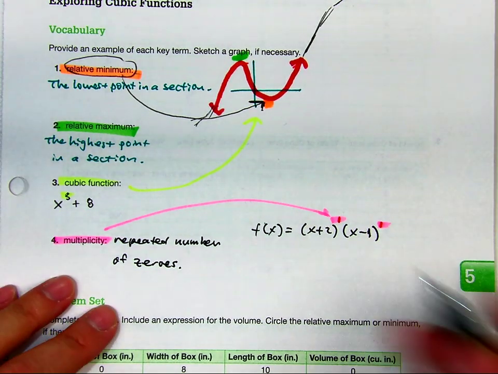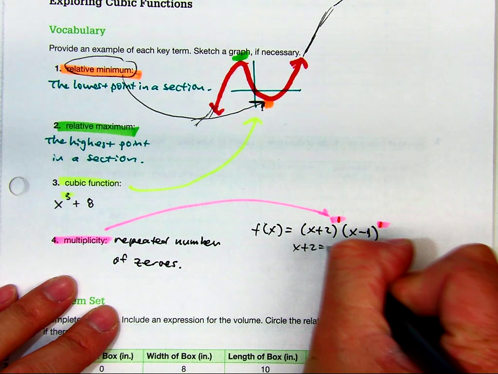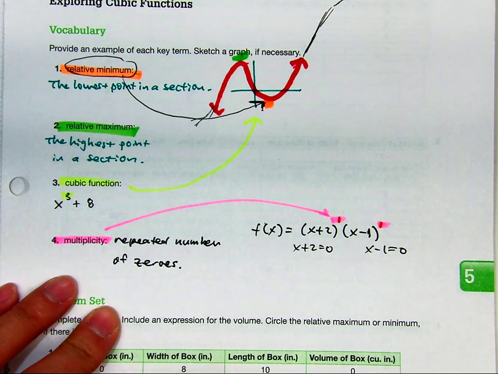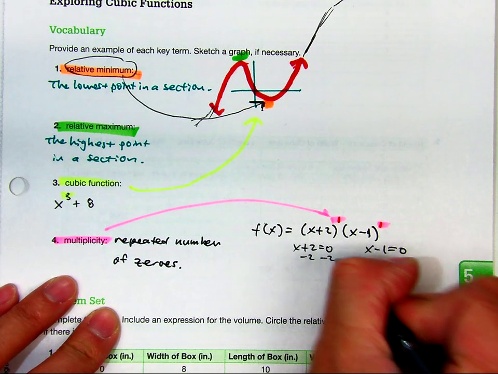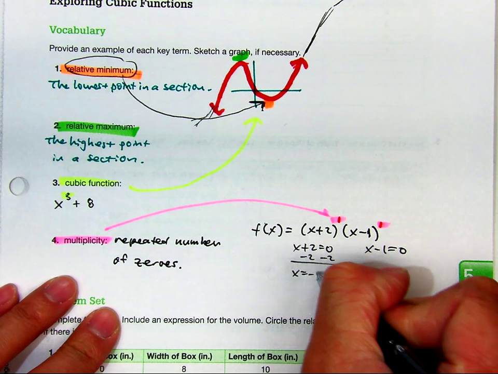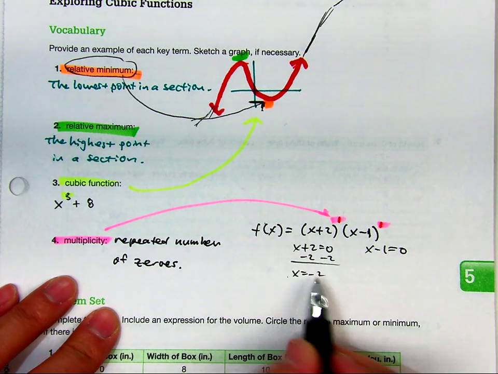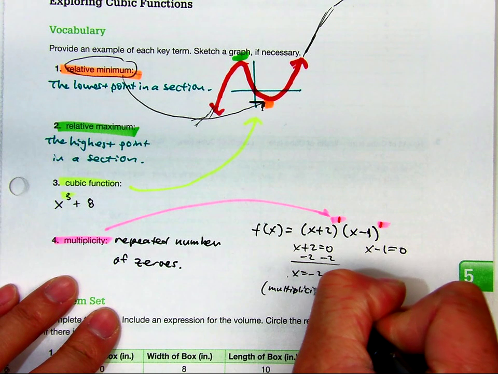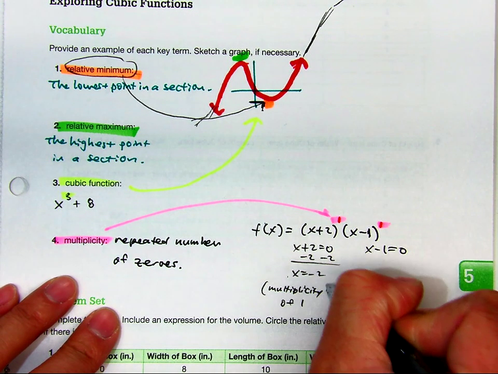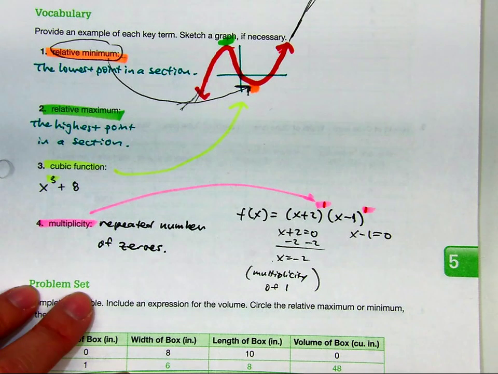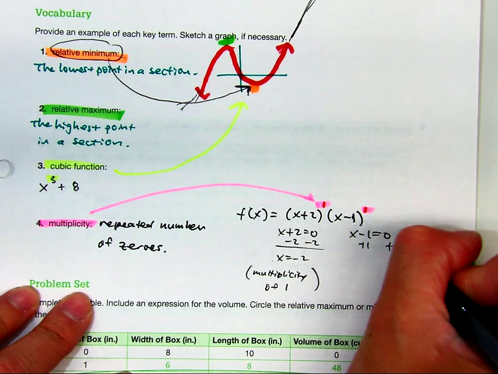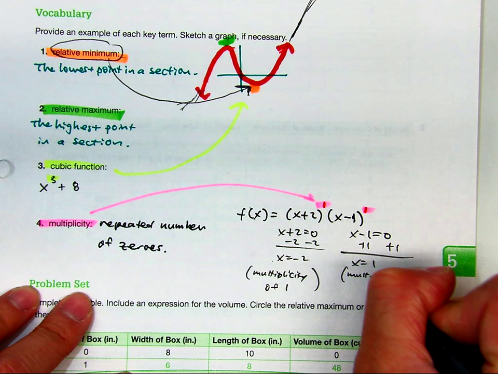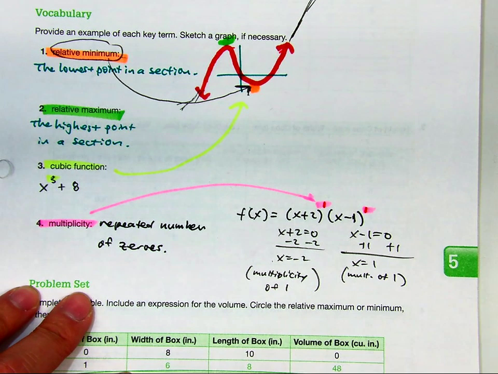Because when you solve it, you set them equal to 0, subtract 2, x equals negative 2. So x is equal to negative 2 with a multiplicity of 1. And this one, x equals 1 with a multiplicity of 1. Just means it has it once.